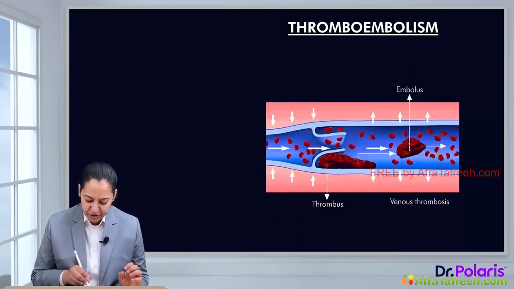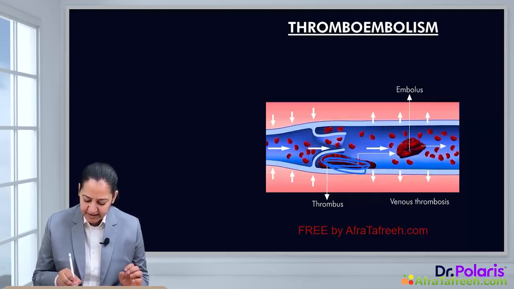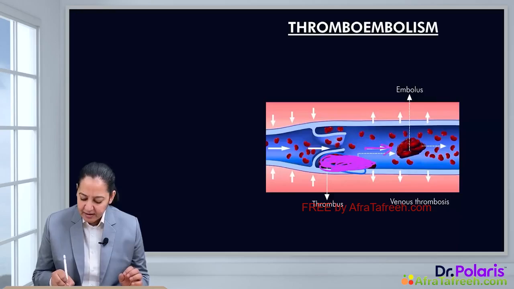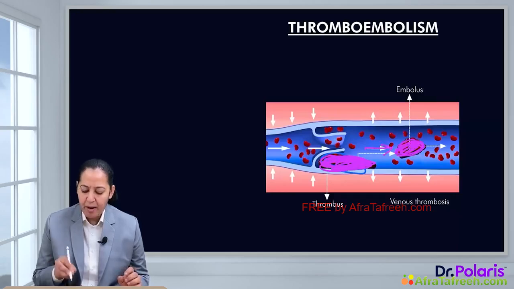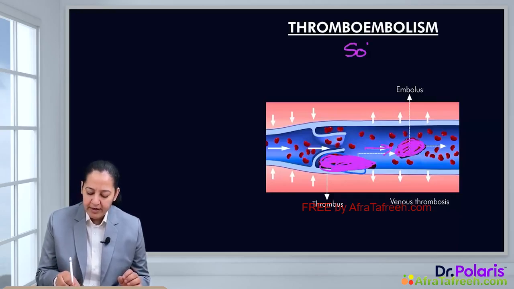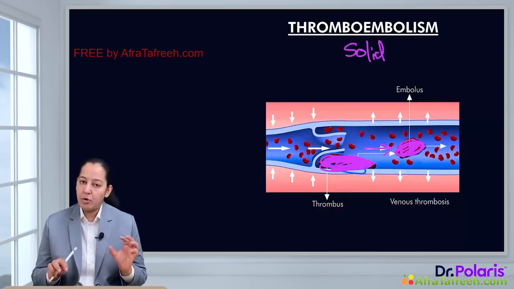Here you can appreciate this is a thrombus. Till it is attached to the wall, it is known as thrombus. Once this thrombus is detached from the wall of the blood vessel, this is a detached thrombus. It is known as thromboembolism. It is a solid one. It is an example of solid embolus because the thrombus is solid.